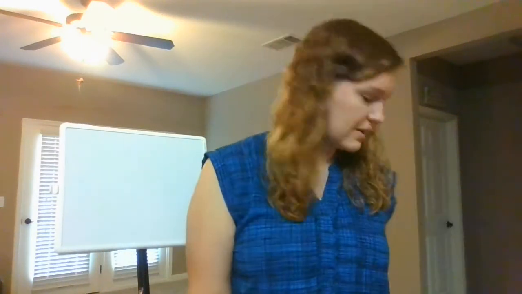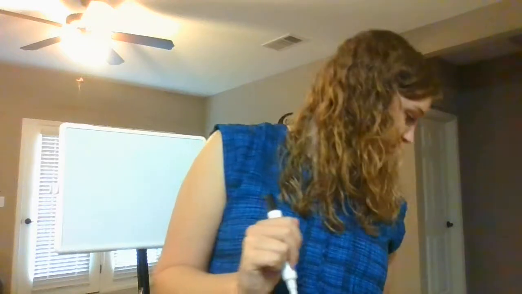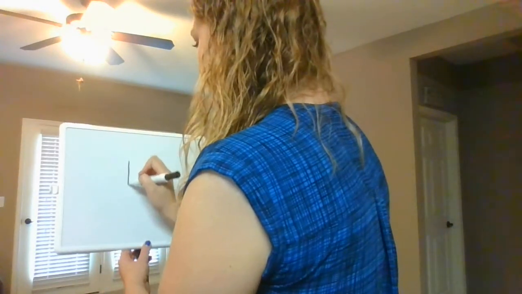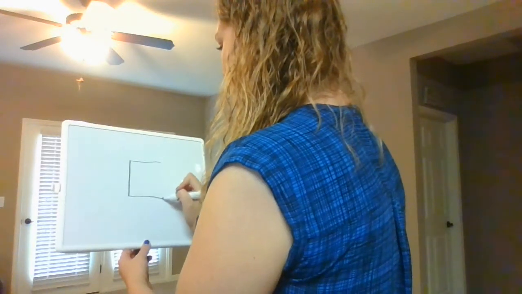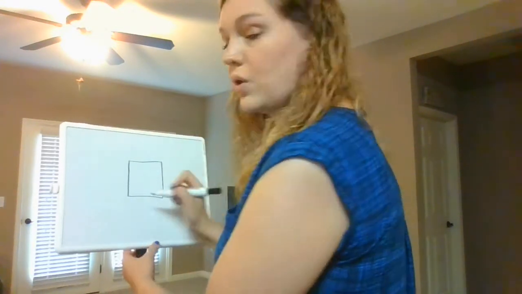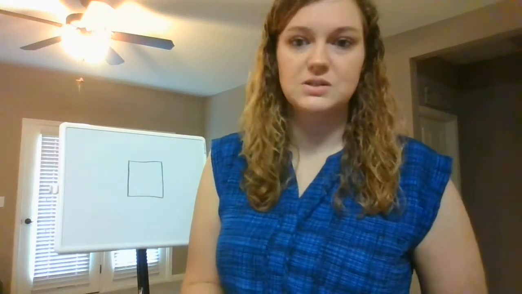And then the last thing we have to talk about is a square. A square is a parallelogram and a rhombus and a rectangle. It has to have two pairs of parallel sides, four right angles, and all sides have to be the same length. So that's a square.